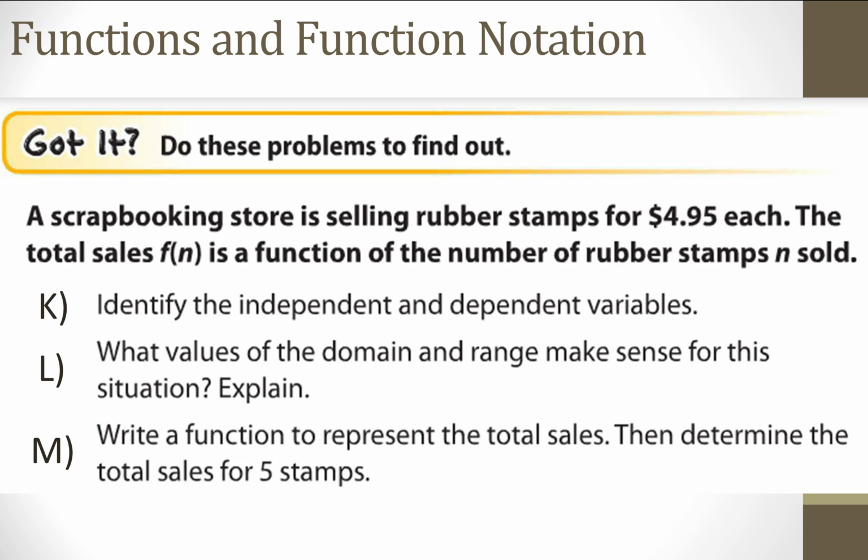Write a function to represent the sales, then determine the total sales for 5 stamps. So f of n is equal to what? Yeah, it's got to be 4.95n. And then we have to find f of 5. Go ahead and pause the video, write down the equation, check it with a partner next to you, check it with the adult in the room, or check it on a calculator if you're at home. There you go. Did you check them? That's what I'm talking about.